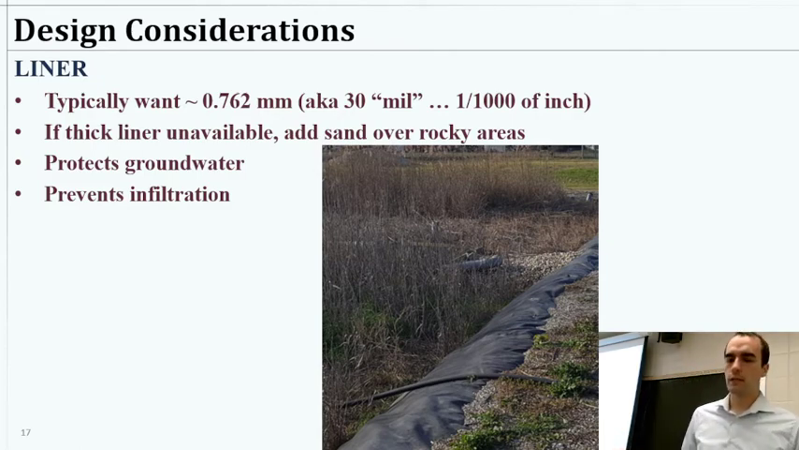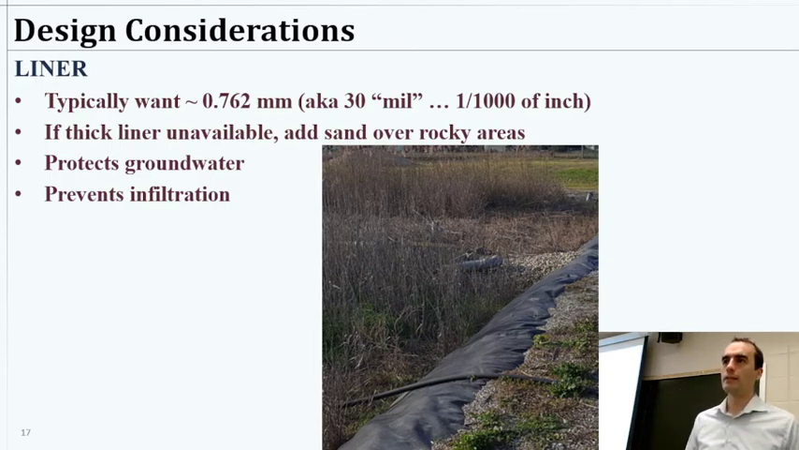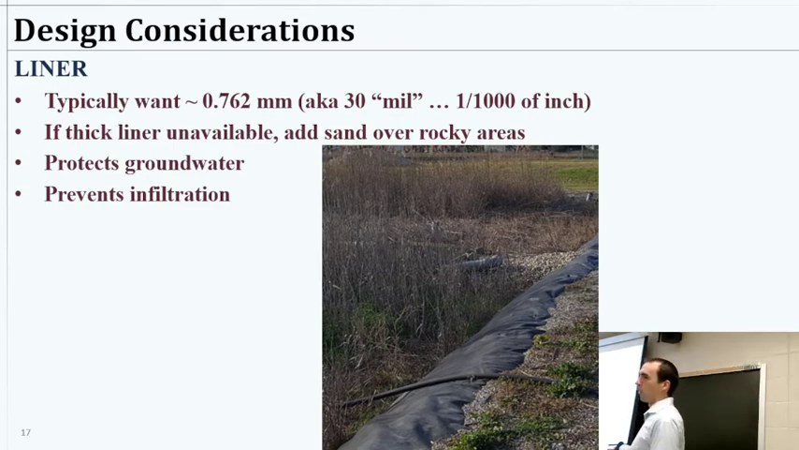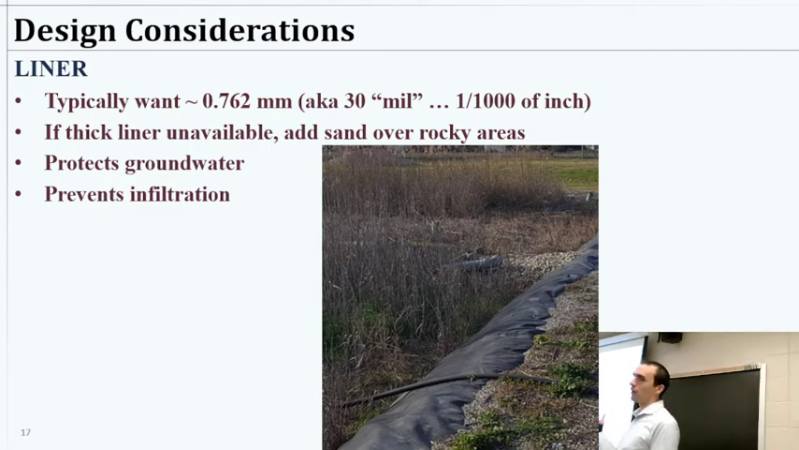But if that's not available, you could potentially add sand over rocky areas to try to smooth it out, try to help prevent any tears. Because really what you care about is you want this liner to prevent your wastewater from getting into your groundwater until it's had sufficient treatment. Now, of course, in the example of the natural system, where we're just discharging into the natural system, that's why they do the UV treatment first, presumably to get rid of most of the pathogens.